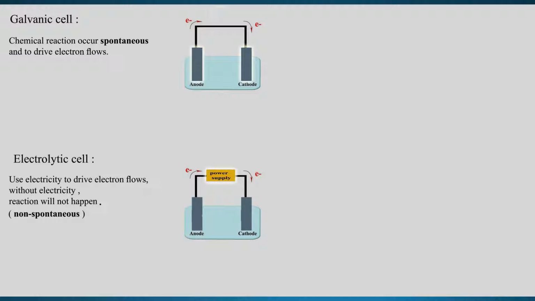Electrolytic cell is different. They're using electricity to drive the electron flow. So they're using a power source from outside to drive the electron flow. What happens without the outside power? Without the outside supply, the reaction will not happen. Once you take out the battery, the reaction will stop. So the reaction is non-spontaneous.